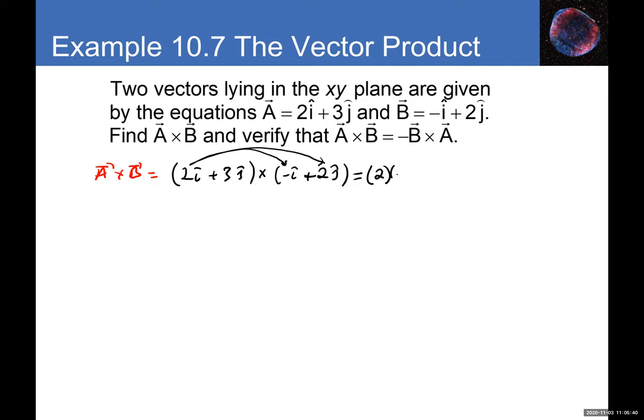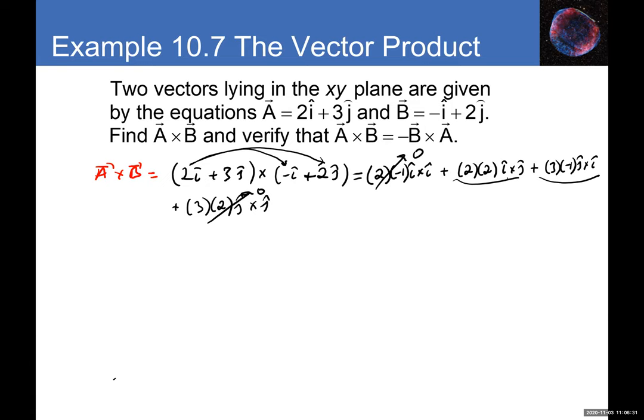So this becomes 2 times negative 1, then i hat cross i hat, plus 2 times 2, then i hat cross j hat, plus 3 times negative 1, j hat cross i hat, plus 3 times 2, j hat cross j hat. From the previous slide I can remember that i hat cross i hat and j hat cross j hat go to zero, so those two terms are zero. The other two terms survive because you are taking the cross product between two perpendicular unit vectors.